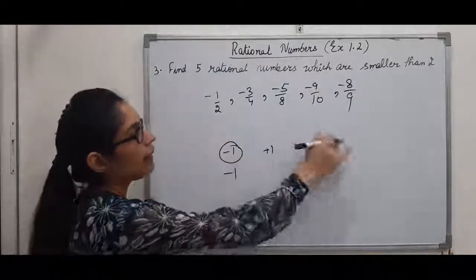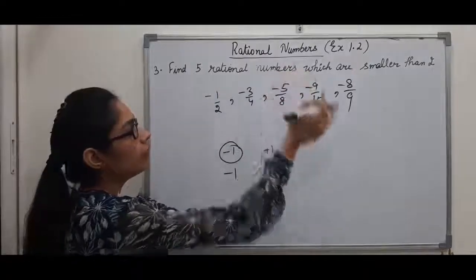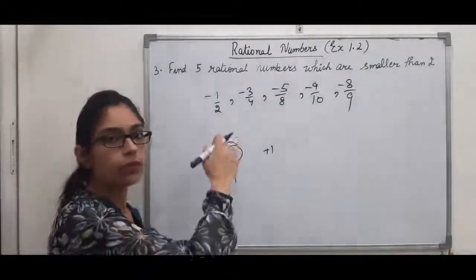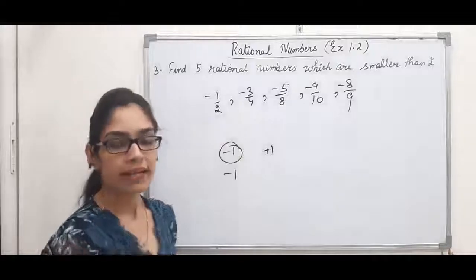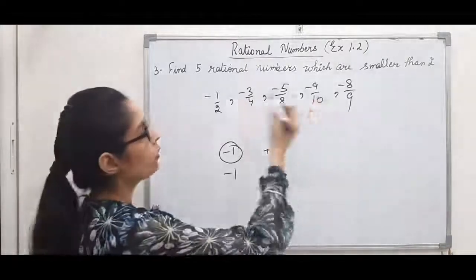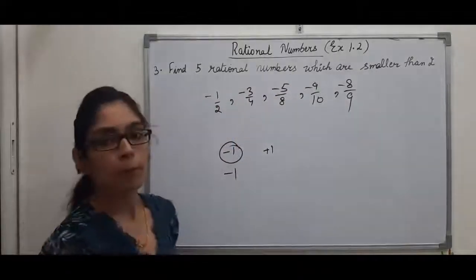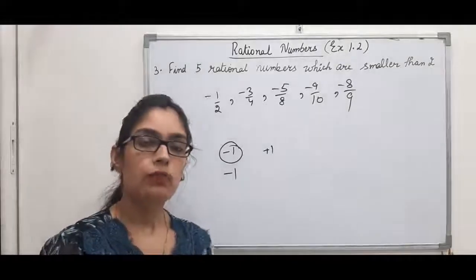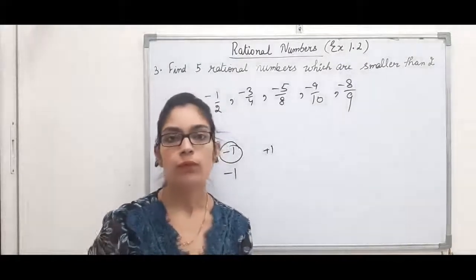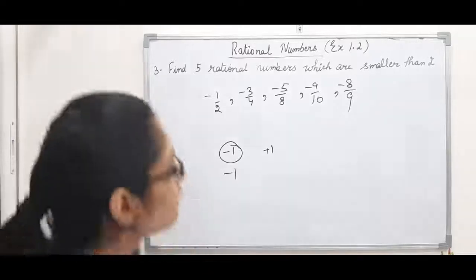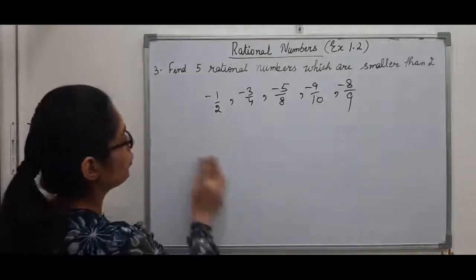So just write any numbers and put a minus sign along with them. I have written these numbers and you can write any other numbers. The thing is only that you put a minus sign. By putting the minus sign, all these numbers will become smaller than 2. Now let's do the next question.